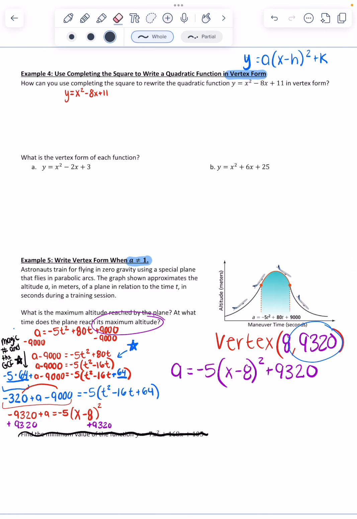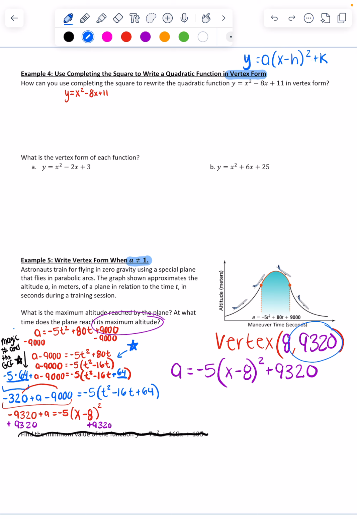Alright guys, example 4, we're going to now use completing the square to write a quadratic function in vertex form. Alright, it's been a minute since we have looked at vertex form. Here's a quick refresher. Go ahead and write that down. That is what our vertex form looks like. And notice how we have that perfect square right in the middle. That's kind of where we're leading into.